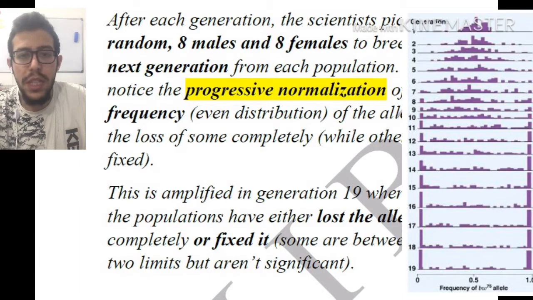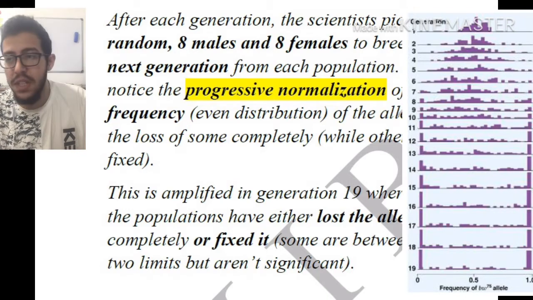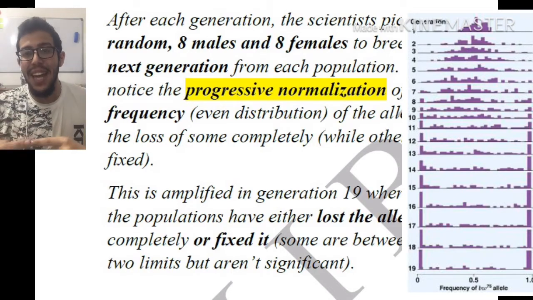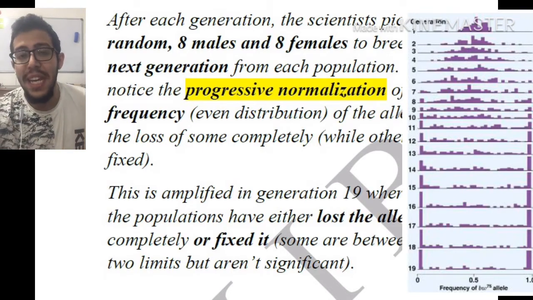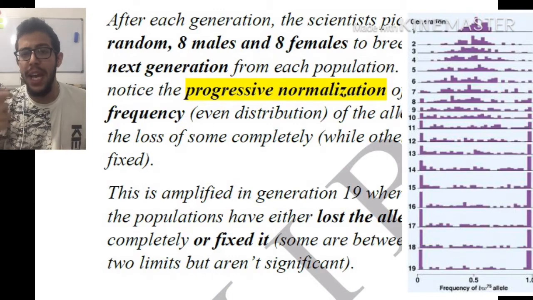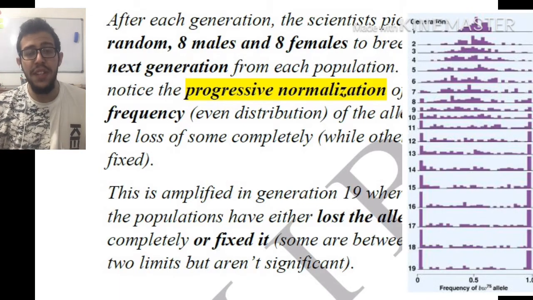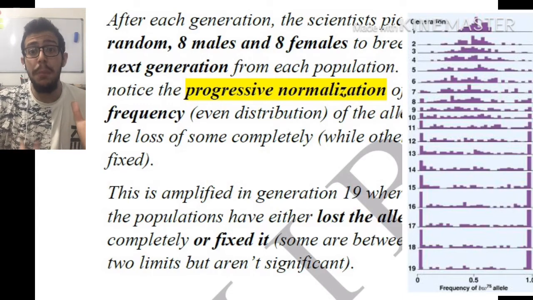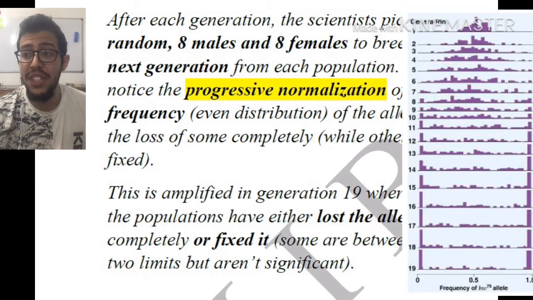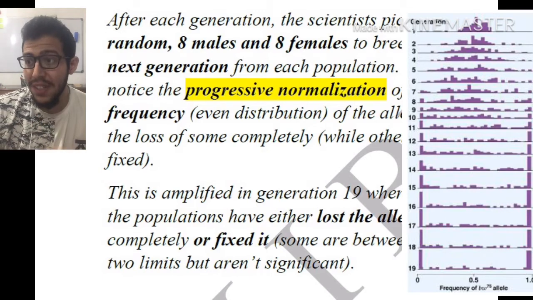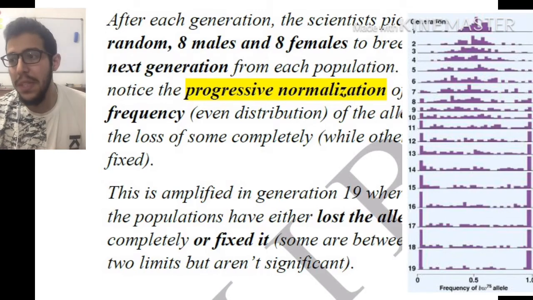Now, it is worth noting that while some were going extinct, some were obviously also getting fixed, but to a lower extent. However, what was later happening in the 19th generation is that this effect was amplified. Not the normalization effect, actually the extreme effects, the extremities, where you could either have the fixation of this particular allele, or the complete loss of it. So this is amplified in generation 19, where most of the populations have either lost the allele completely or fixed it. And some are between these two limits but aren't significant.